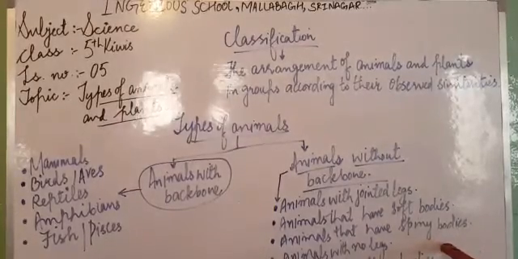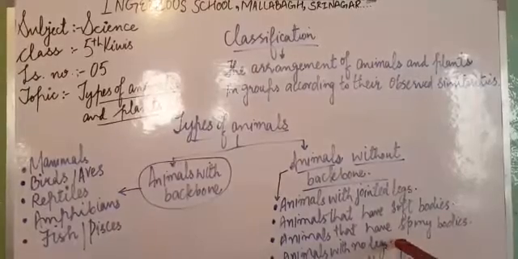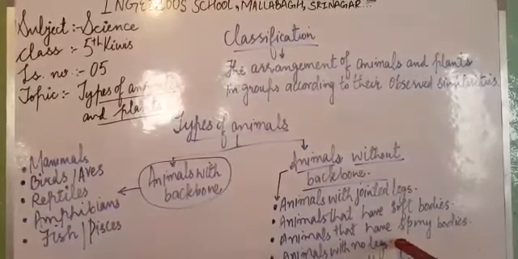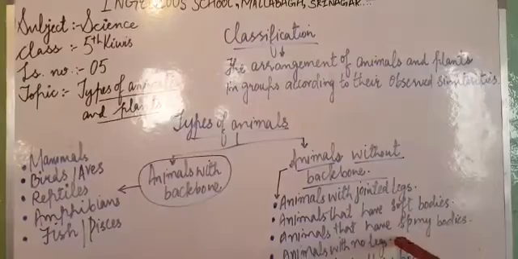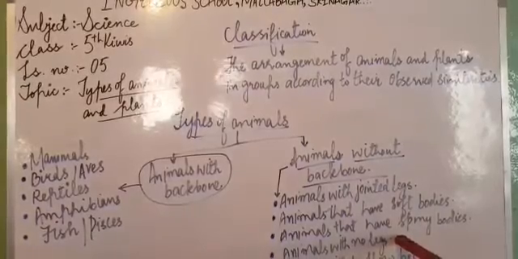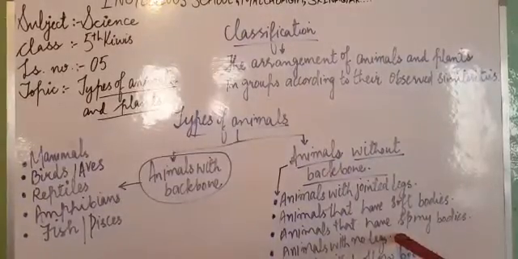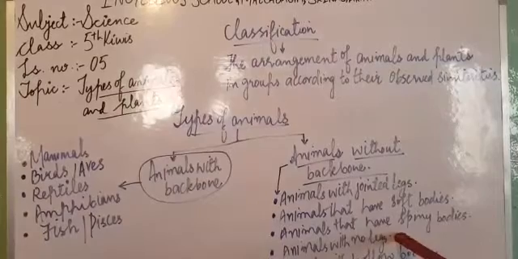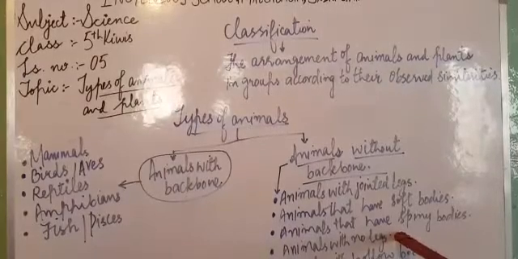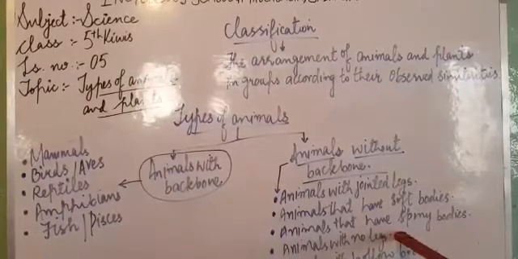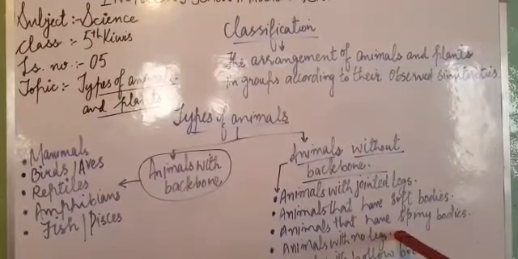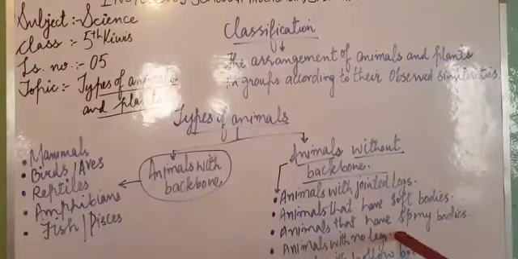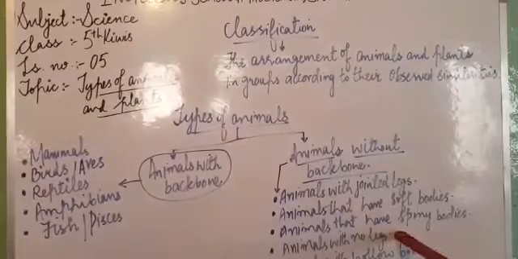Also, there are animals with no backbones and no legs. Examples are worms. Worms have a tube-like body, and they do not have legs. Some examples of worms are earthworms, leeches, flatworms, roundworms, and tapeworms.